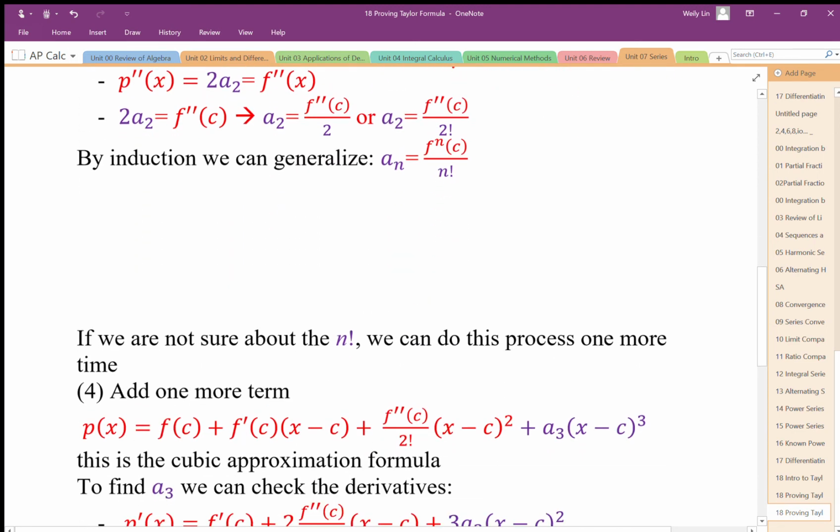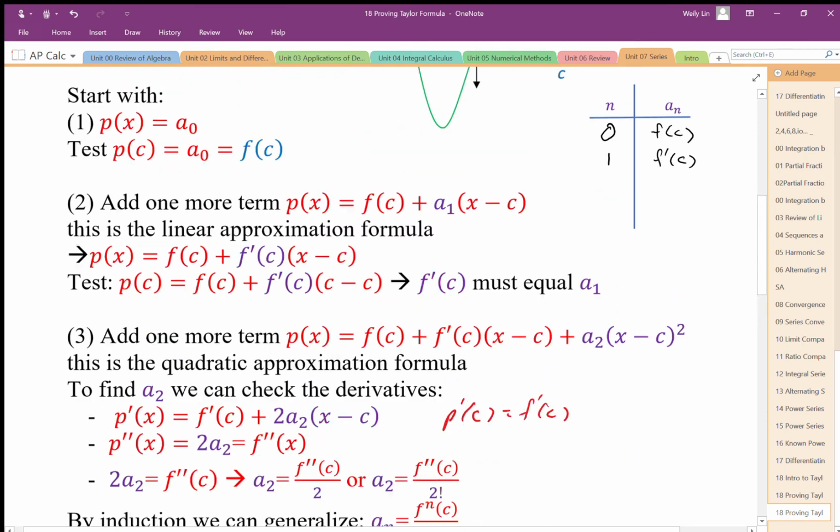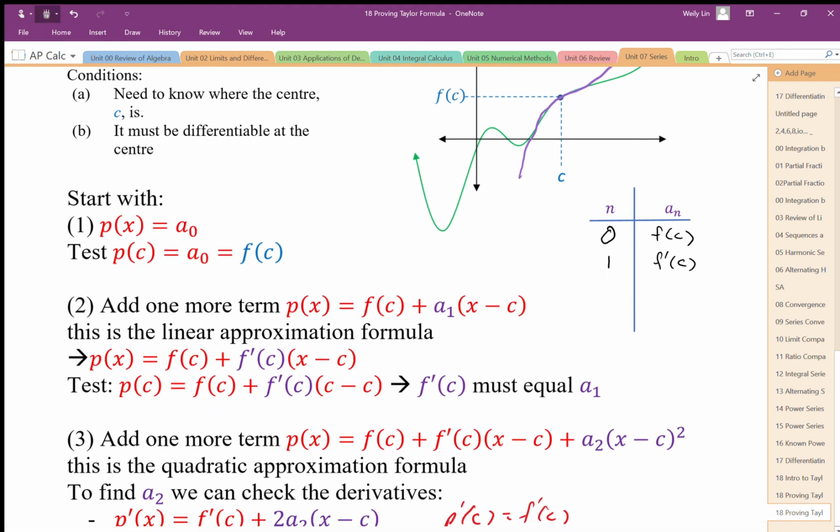But if that wasn't good enough for you, we can just do one more iteration of this and add one more term. So here's my first term, my second term I've already established, my linear coefficient, my quadratic coefficient I've established as that, and then this is my third term, and I don't know what a3 is. That's why the goal then is to solve for a3. This would then be a cubic polynomial that mimics that function through that point. And this is my cubic approximation formula.